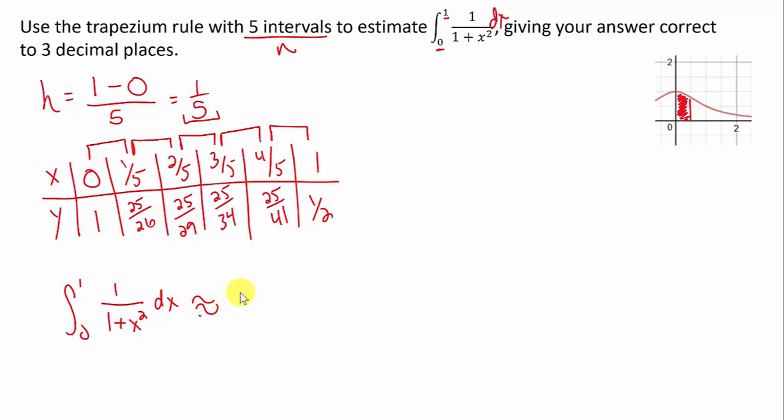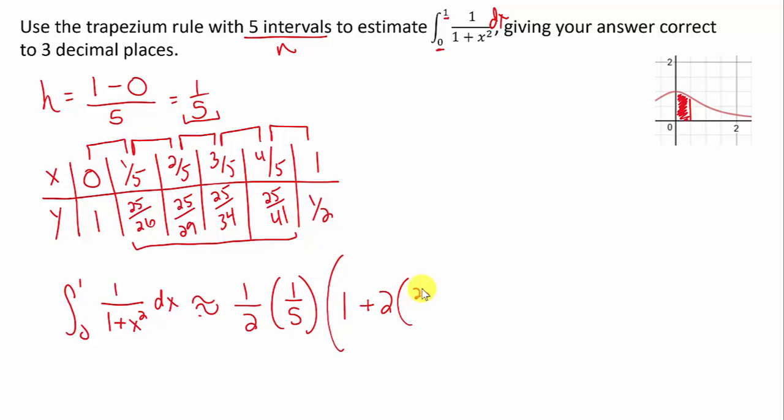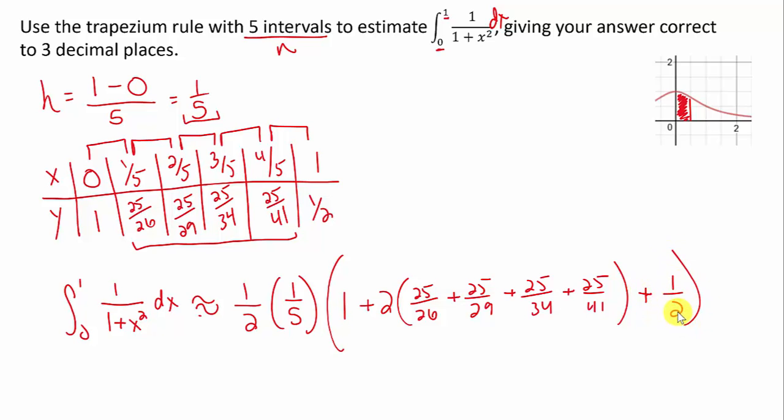Now, remember what we're going to do is always say 1/2, because that's part of the formula for a trapezoid, my height, which is 1/5, and then I'm going to put my first y value, which is 1, plus 2 times all of my middle y values, 25/26, plus 25/29, plus 25/34, and so on. But remember that your last y value does not go in there. Your last y value is on its own.